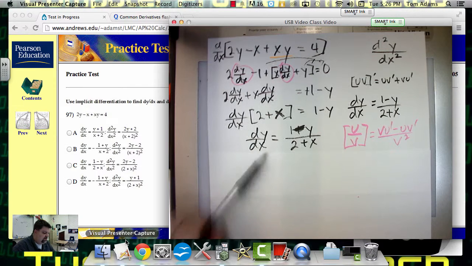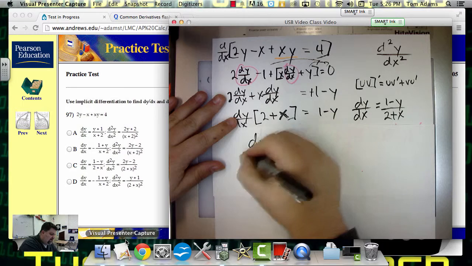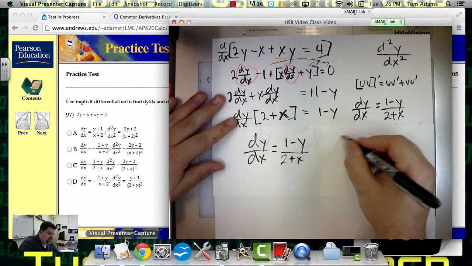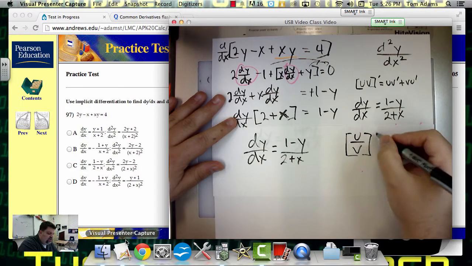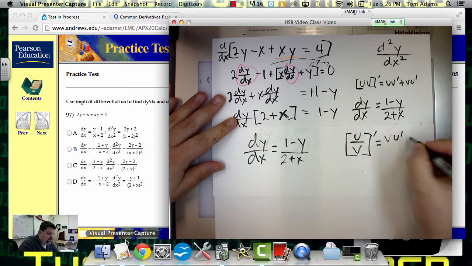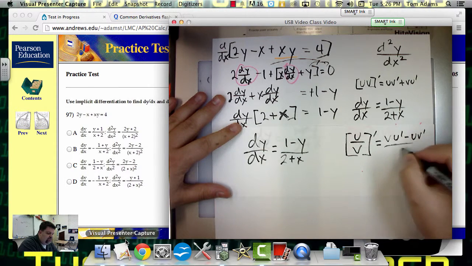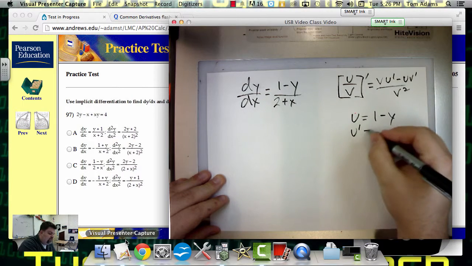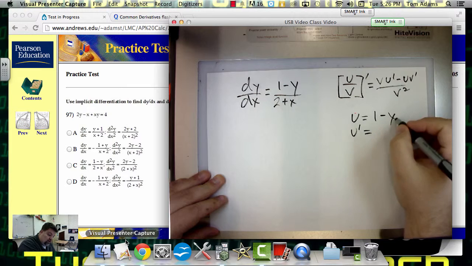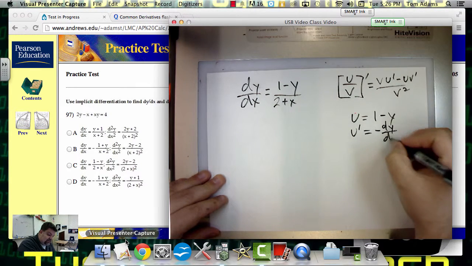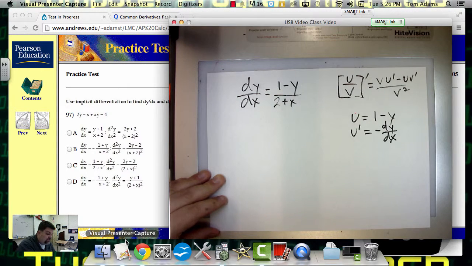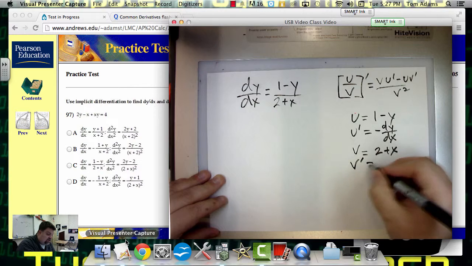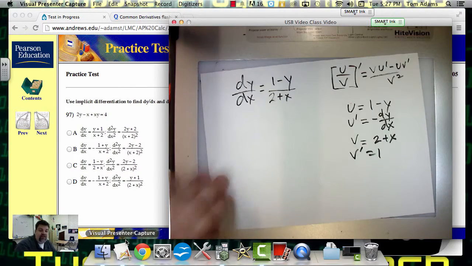So what I'm going to do is let me write this down on another piece of paper. I've got dy dx is equal to 1 minus y all over 2 plus x. And we said that whenever we want to take the derivative of a quotient, then we need vu prime minus uv prime all over v squared. All right. So now then I'm going to let u equal the numerator, which is 1 minus y. So then u prime would be minus 1, or minus dy dx. Because we're taking the derivative of y, we always have to tack on that dy dx. So then v is going to be 2 plus x, so then v prime is going to be just 1, because the derivative of that is just 1.